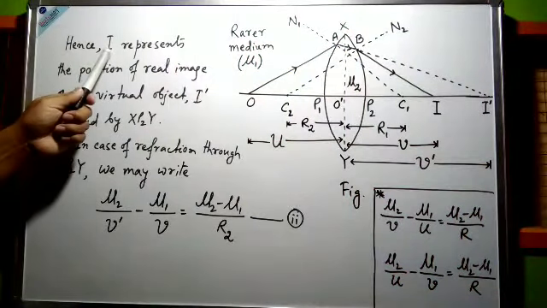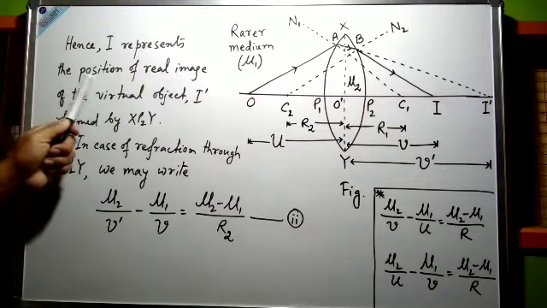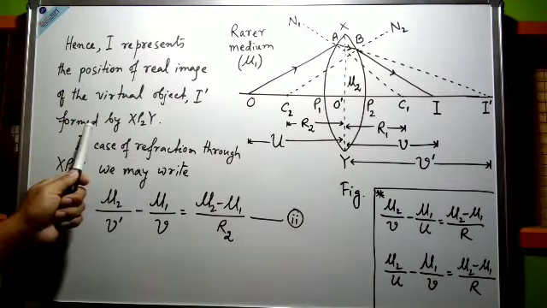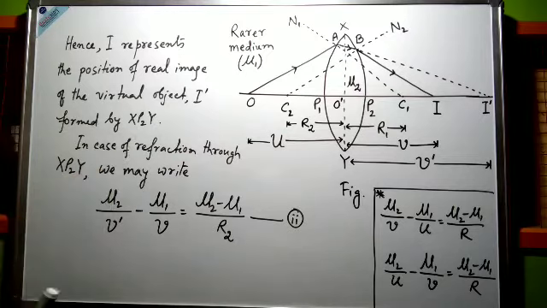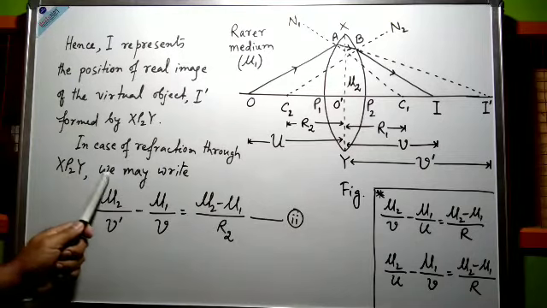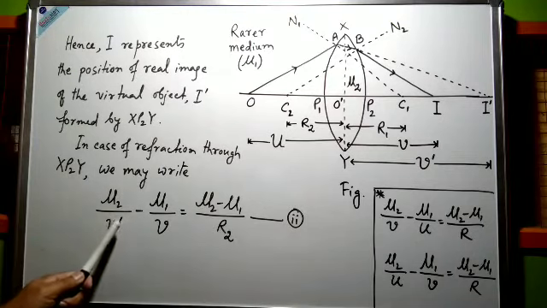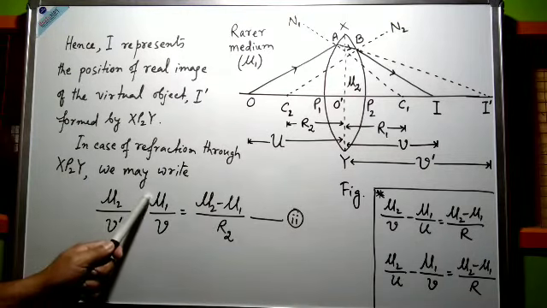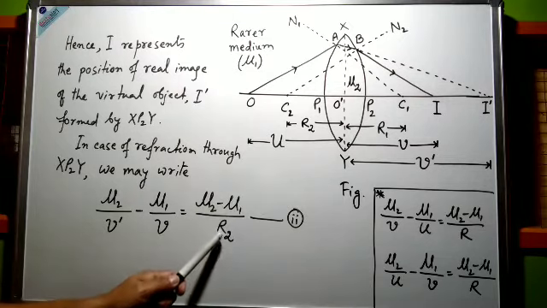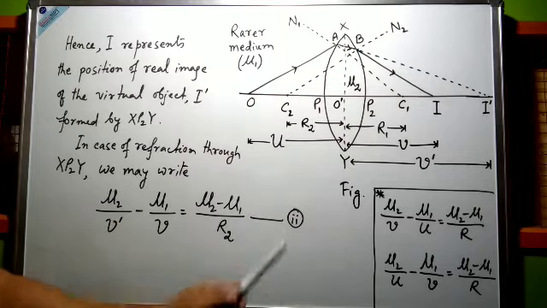Hence, capital I represents the position of the real image of the virtual object I dash formed by XP2Y. In case of refraction through XP2Y, we may write mu2 divided by v dash minus mu1 divided by v equal to mu2 minus mu1 divided by R2, and write it as equation number 2.